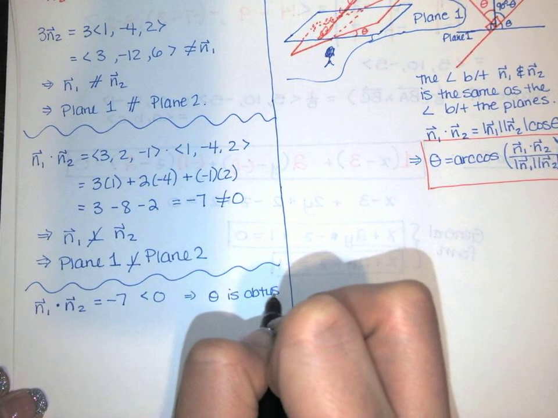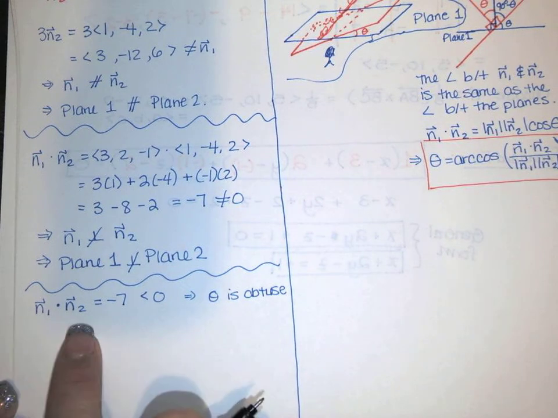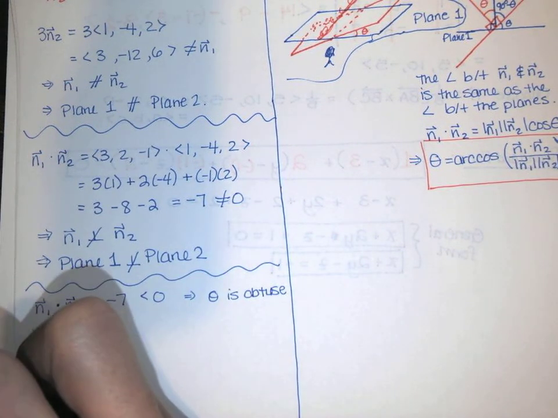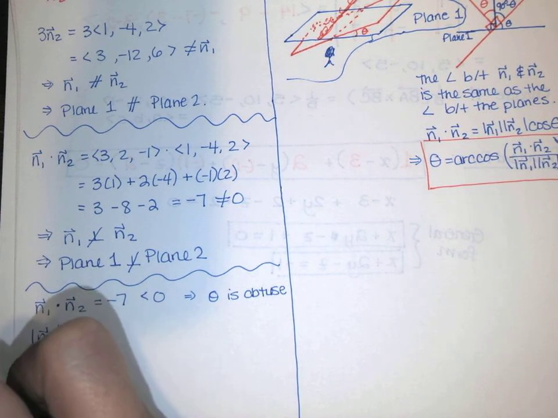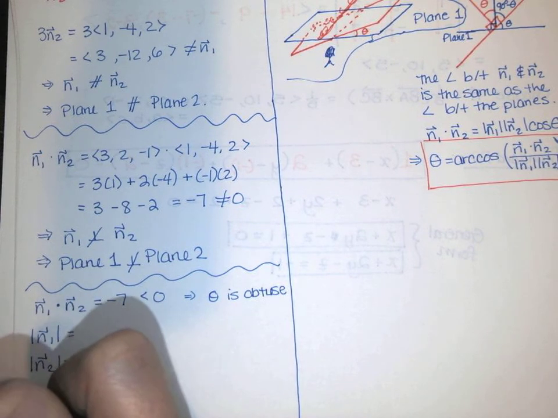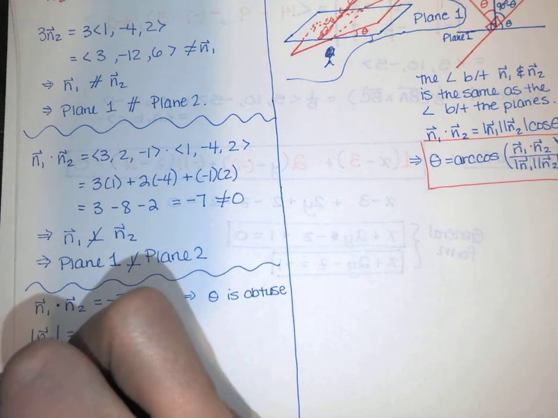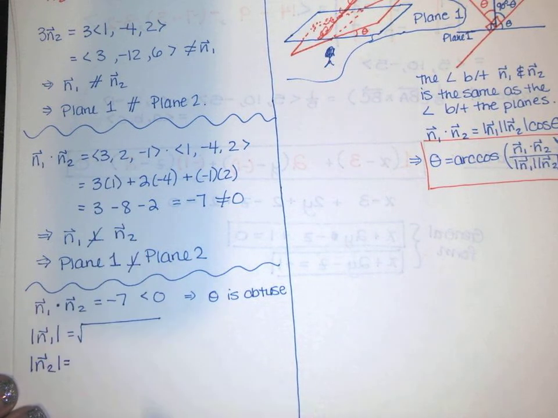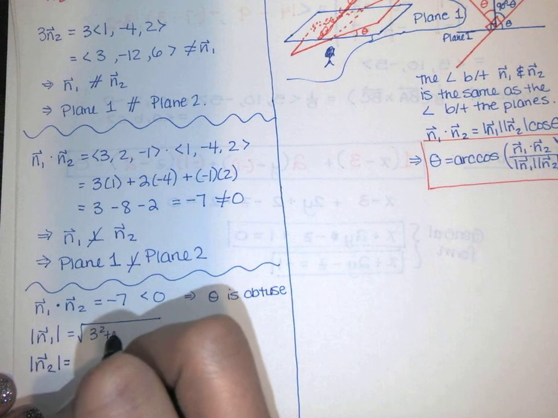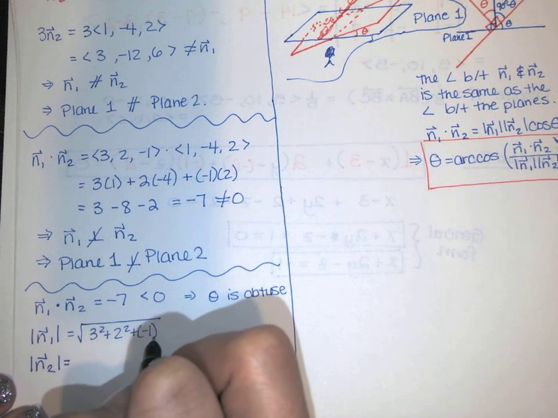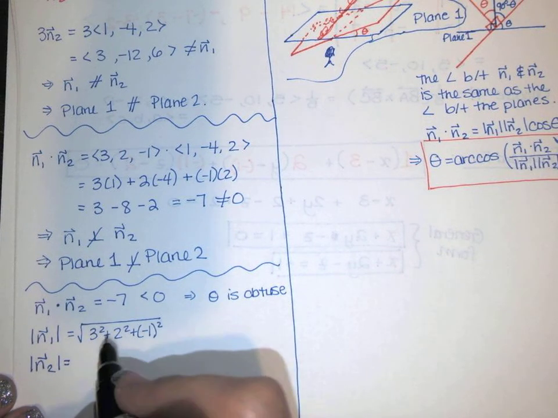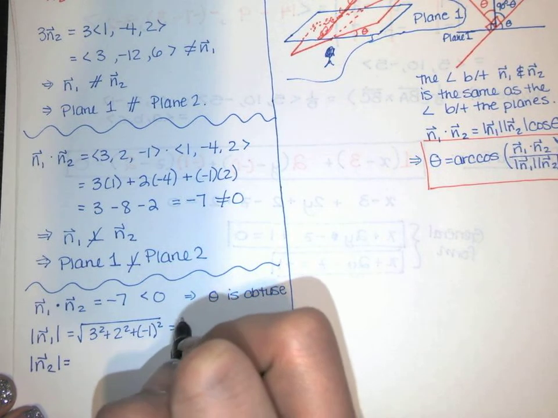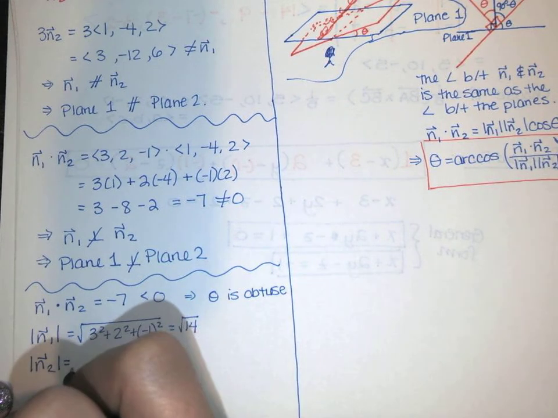At least given the two normal vectors that we read off of the equations. Then I need the magnitude of n1 and the magnitude of n2. Same thing. n1 has components 3, 2, -1, so we square them, add them, and take the square root. We have 9 plus 1 is 10. 10 plus 4 is 14, so we get the square root of 14 there.